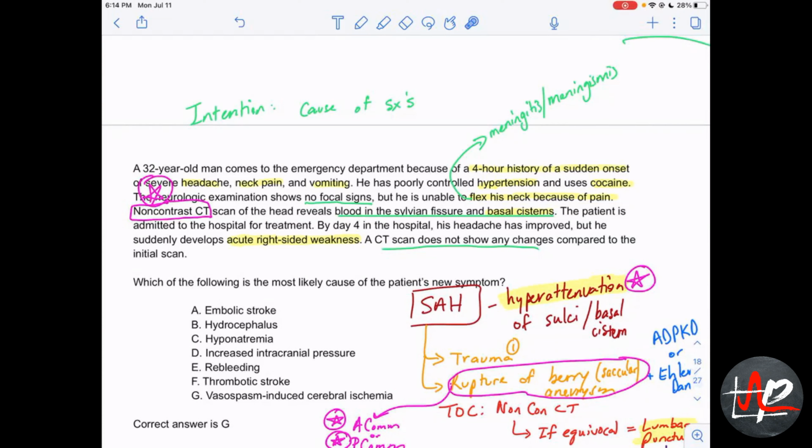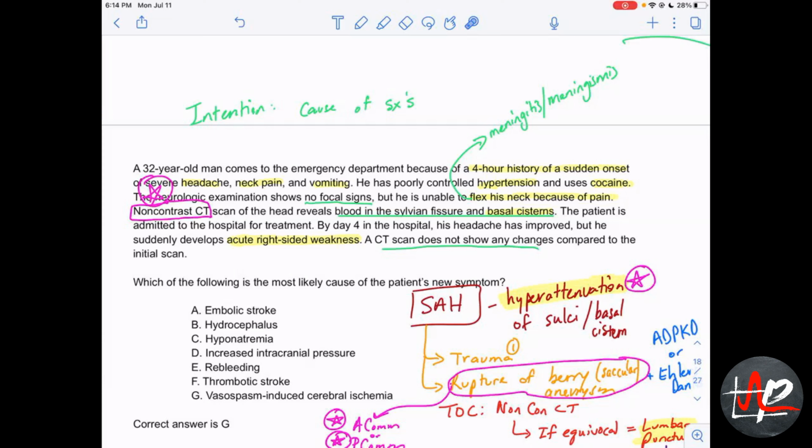And if you look at this one, they actually didn't say that. They said severe headache, but they didn't say worst of his life. And so if you don't see that in the question stem, don't let that throw you off. That's something that I wanted to touch on this question for, because a lot of people don't have subarachnoid hematoma at the top of their differential if they don't see that phrase.